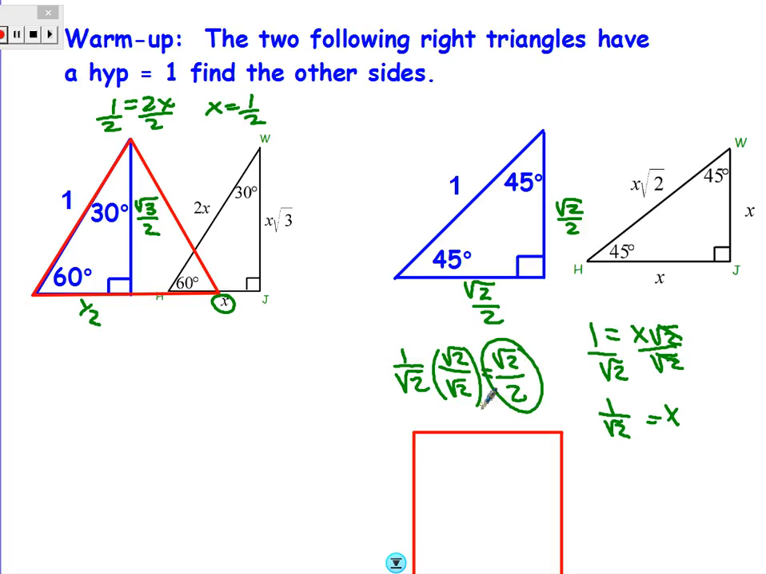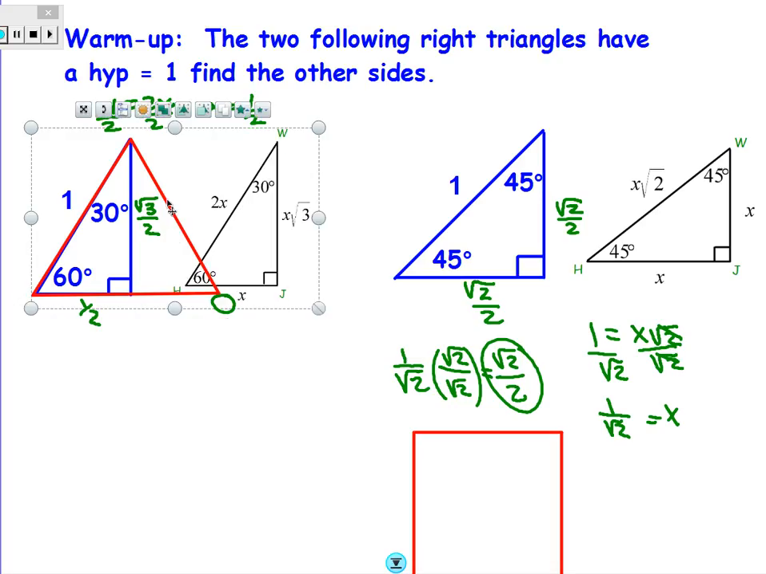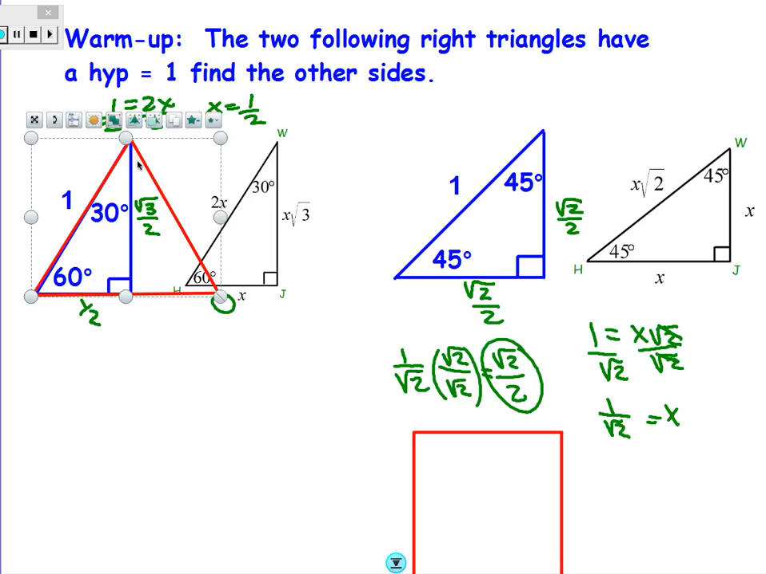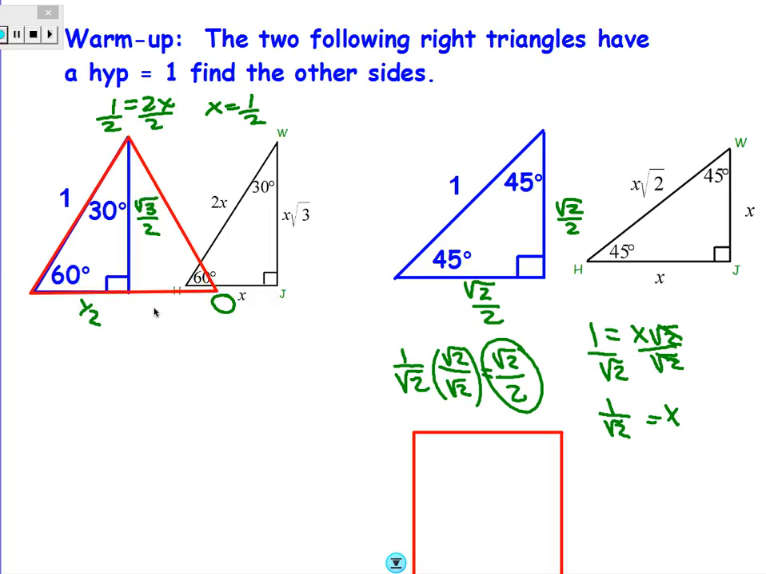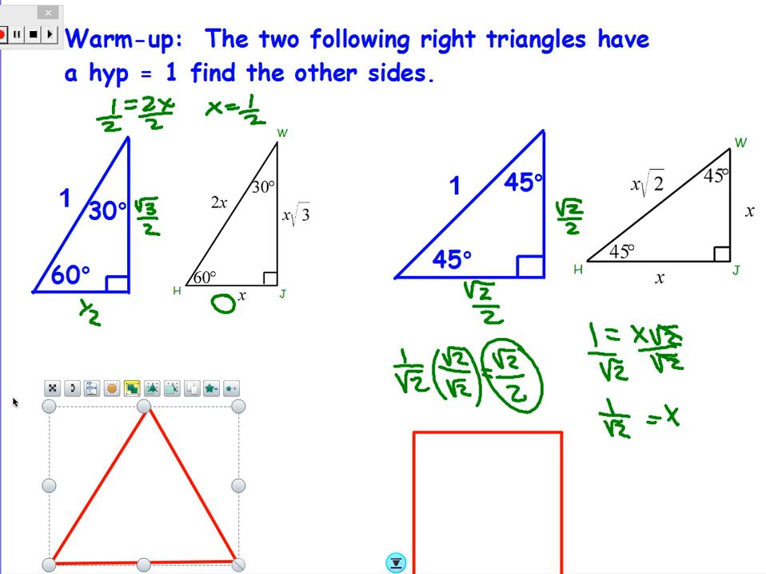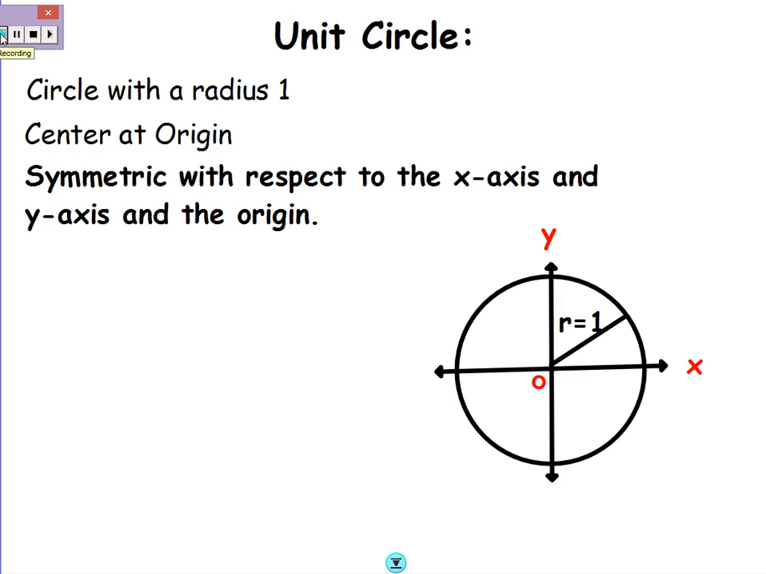Again, a very, very important number when we're talking about the unit circle. All right, any questions about why we got these numbers, how we got these numbers? You can always find these numbers again, but the more comfortable you are with them, the better it will be. So these 2 triangles, incredibly important.